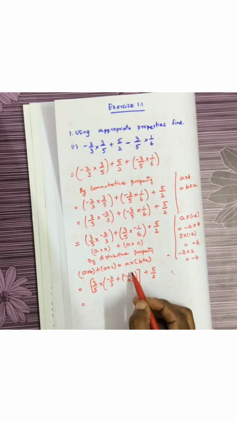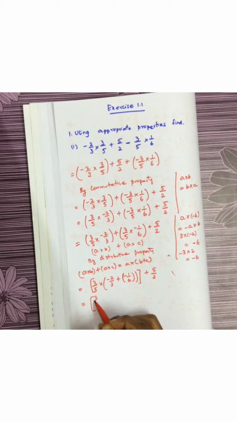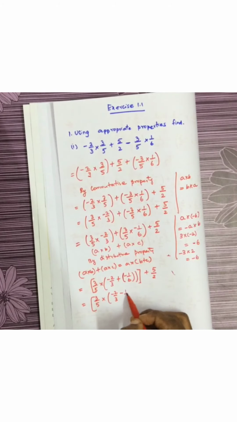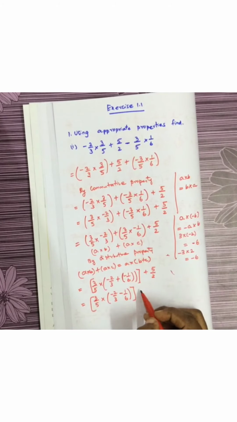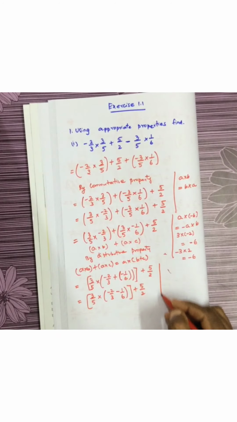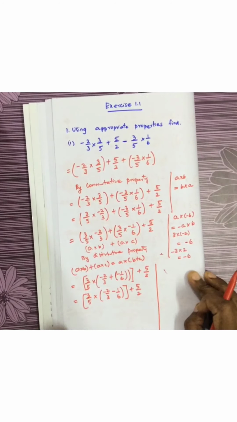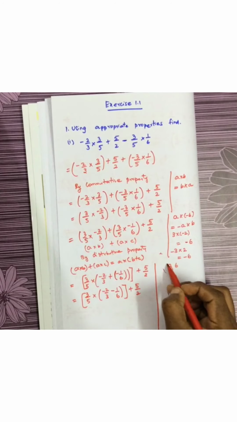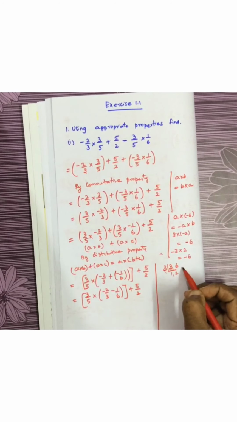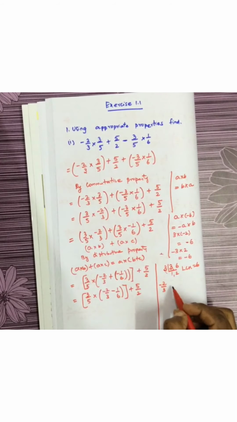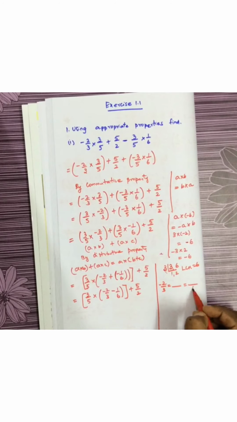inner brackets. So inner bracket is 3 by 5 multiplied by minus 2 by 3. This plus into minus becomes minus 1 by 6 plus 5 by 2. So now we have to do LCM. We have to solve from the inner bracket. So just minus 2 by 3 minus 1 by 6. So you have to take LCM of 3 and 6. 3 1s are 3, 3 2s are 6. LCM is 6. So minus 2 by 3 equal to 6.